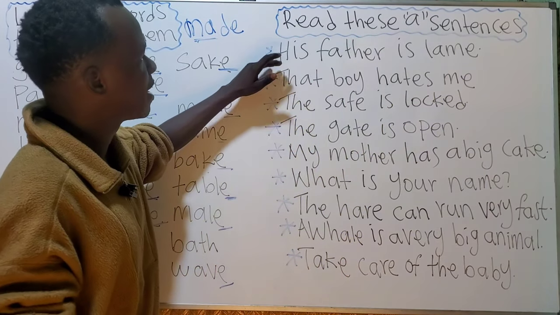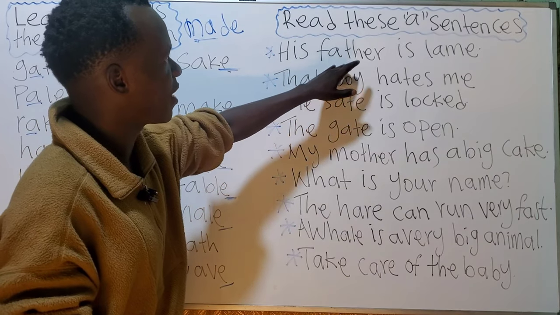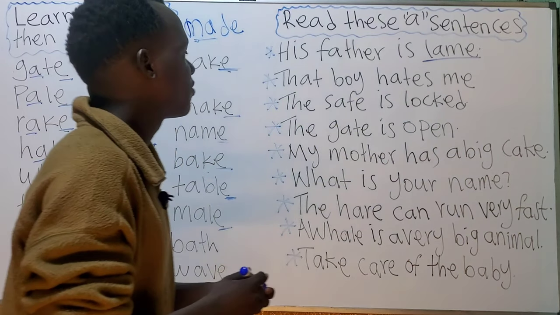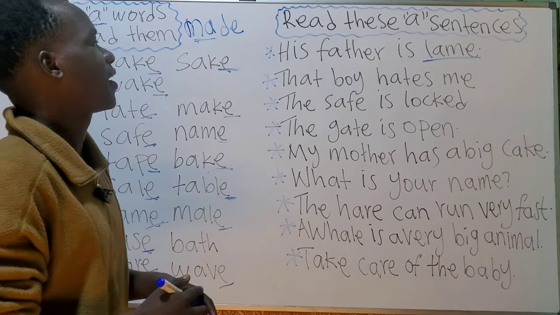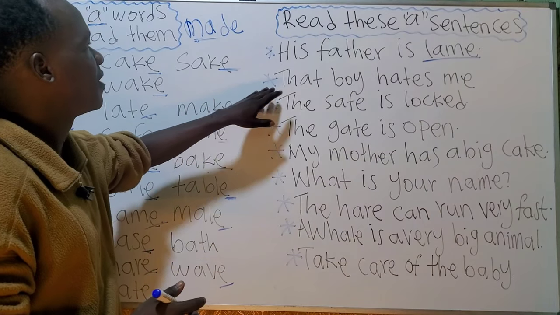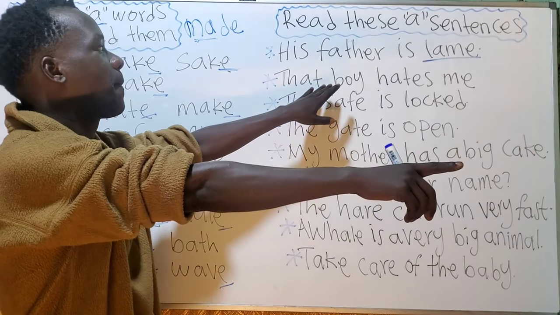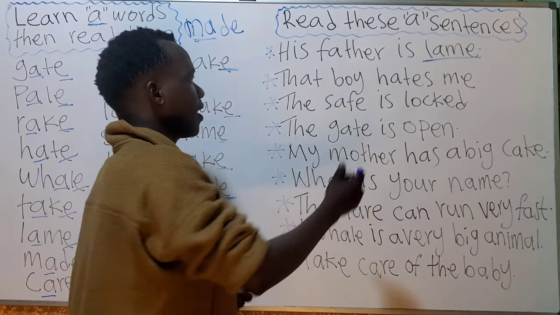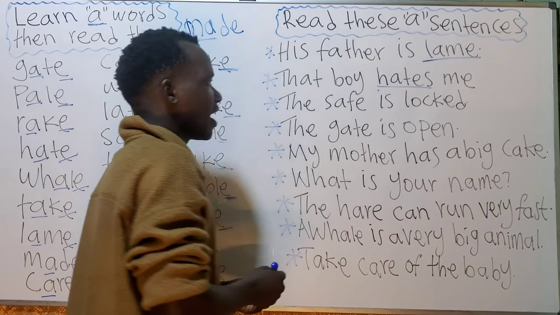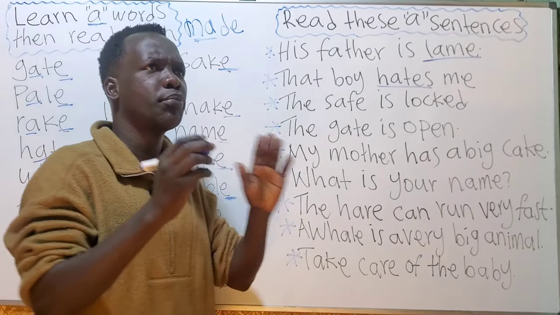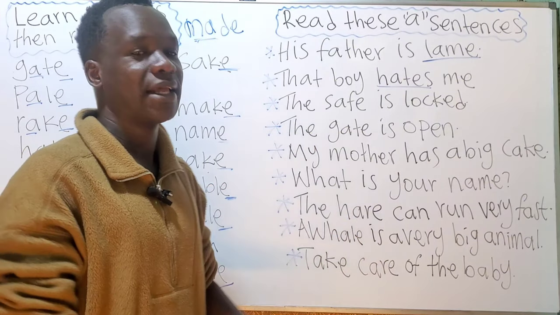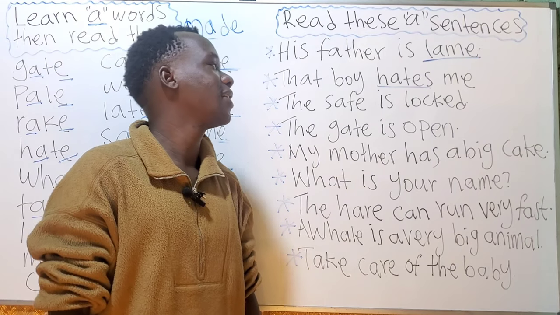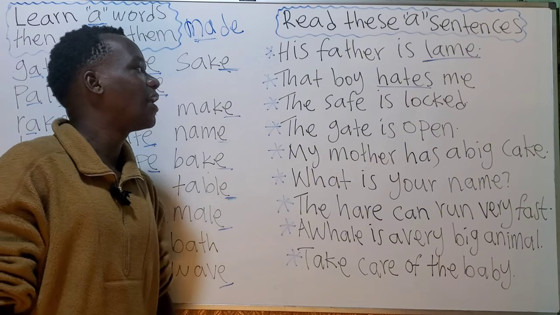Okay? So we have, his father is lame. Okay? Yes. His father is lame. Next we have, that boy hates me. Hates means that you don't like someone, okay? Completely, you don't like someone. Like that politician you have in your city that you hate, okay? Yes.